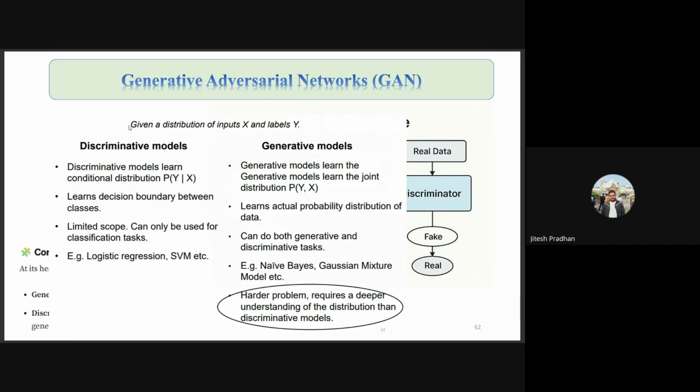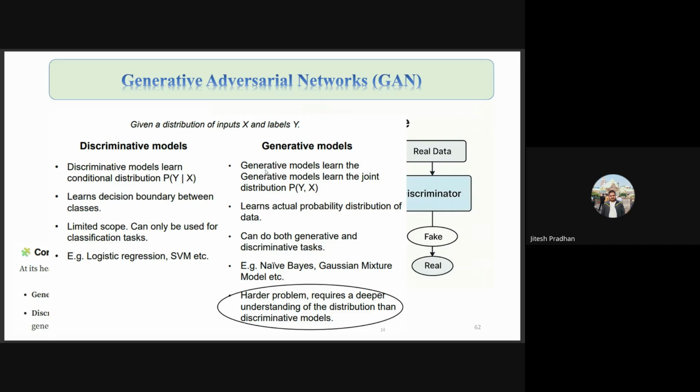Now look at here. This is the given distribution, input x and y. The discriminative model learns the conditional distribution. It's a discriminative model, known x. Known x means it's a training sample, and y is basically whatever input we are giving from the generator. So basically it's a conditional probability. It will check against the known information, because it is already trained on the real data. So based on the real data, it will check whatever data is given as an input and the probability of that input being real. It will check the conditional probability.